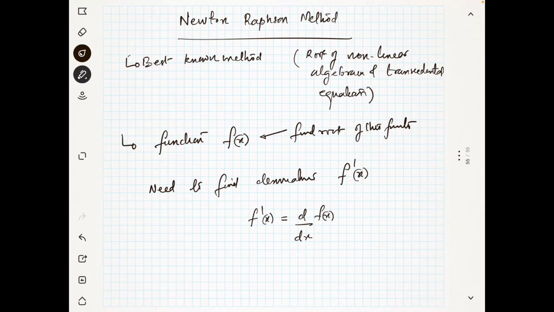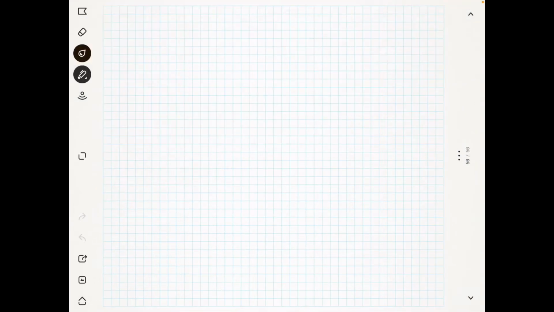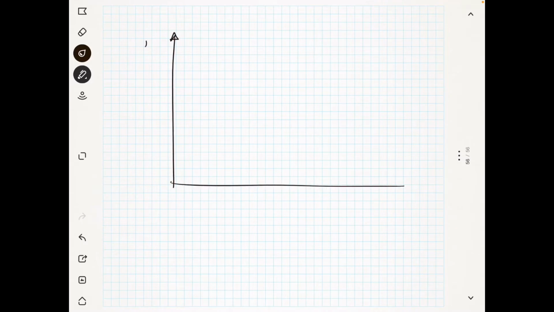So what is the procedure for the Newton-Raphson method? Suppose this is your function f of x, and this is x, and you want to find the root of this function. Now what is the procedure? First you have an initial point. Let's say you have an initial point x1.